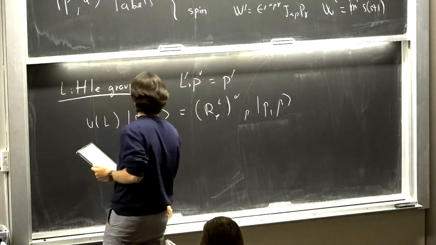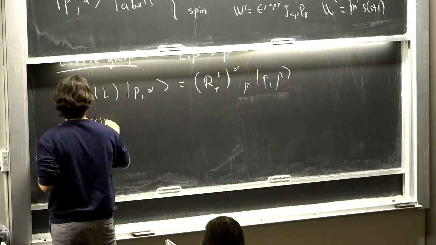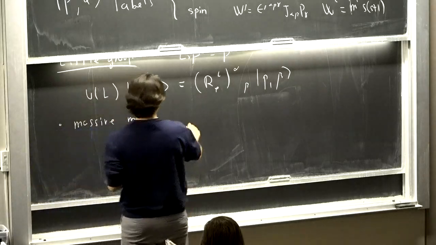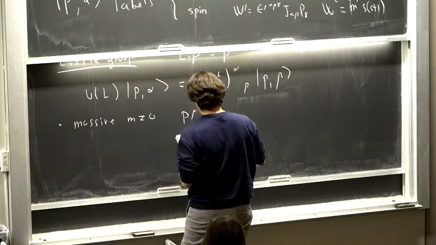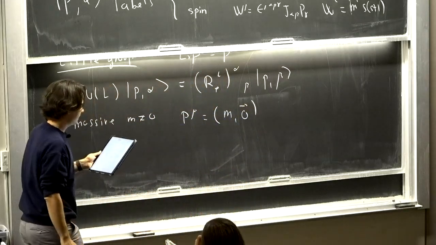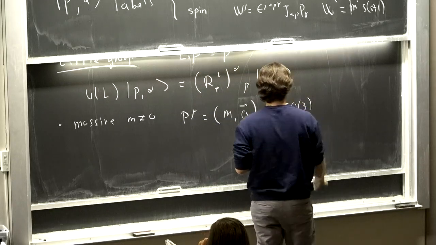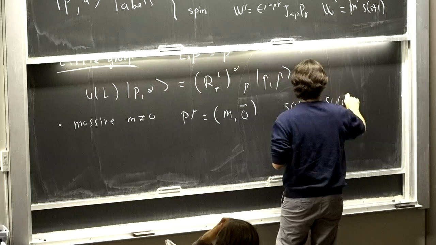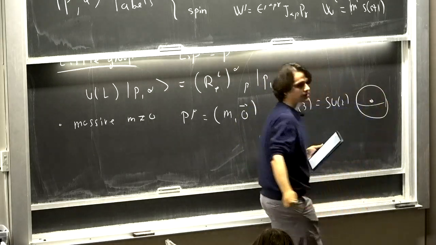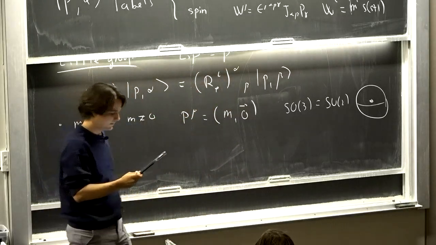So for massive, it's very easy to understand. For a massive particle, we can go to the rest frame. So we just have the mass, and then 0. And then it's easy to see that the little group is SO3, which is basically SU2. You can think of it as, in the rest frame of the particle, I can just do any rotation around the particle, and that respects the fact that it's stationary there.